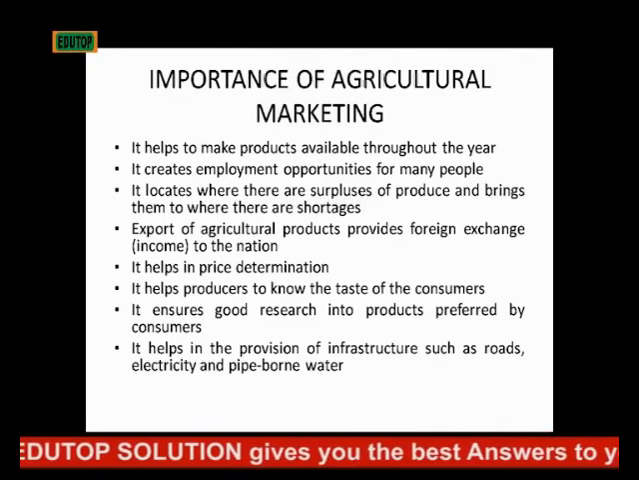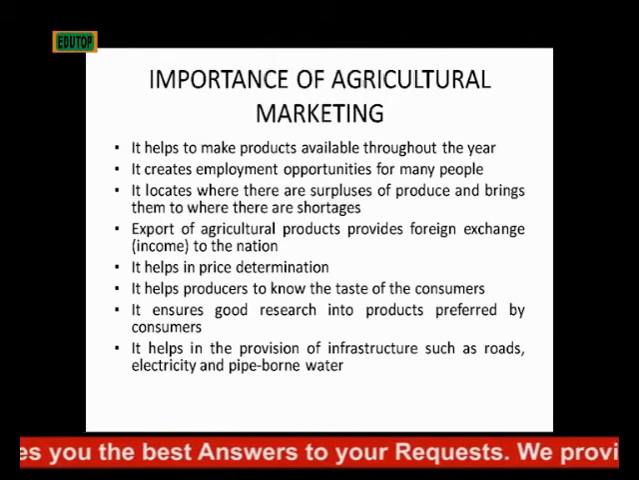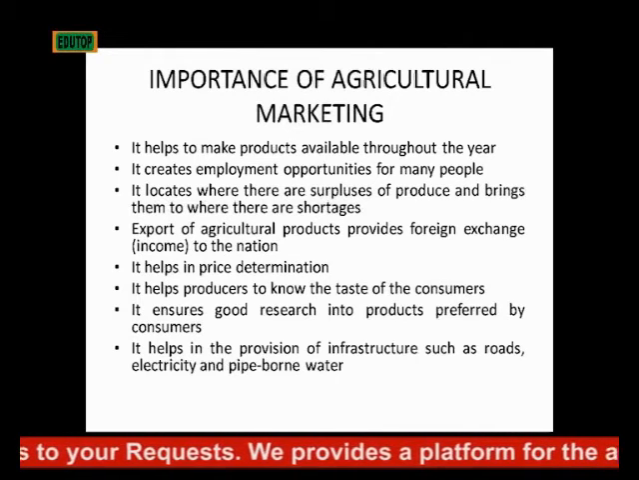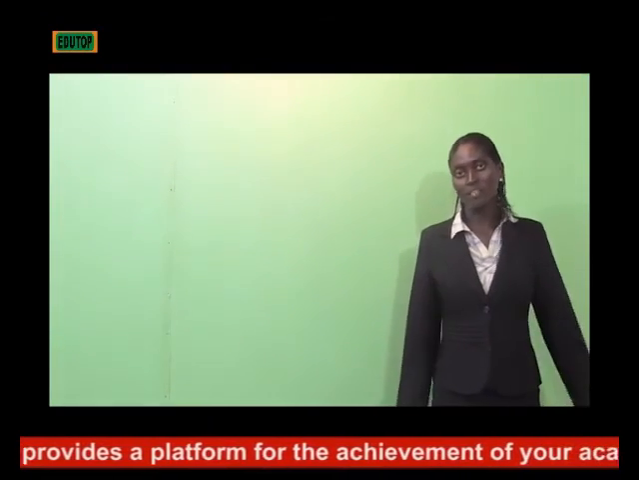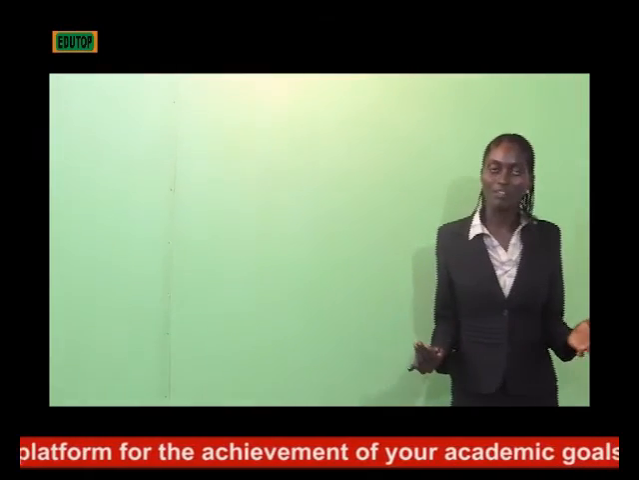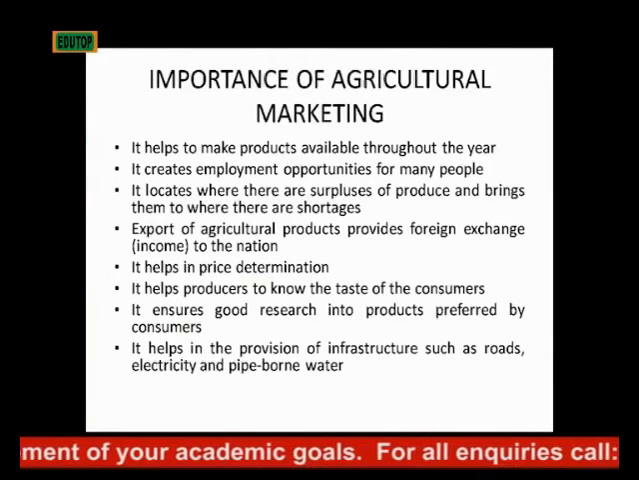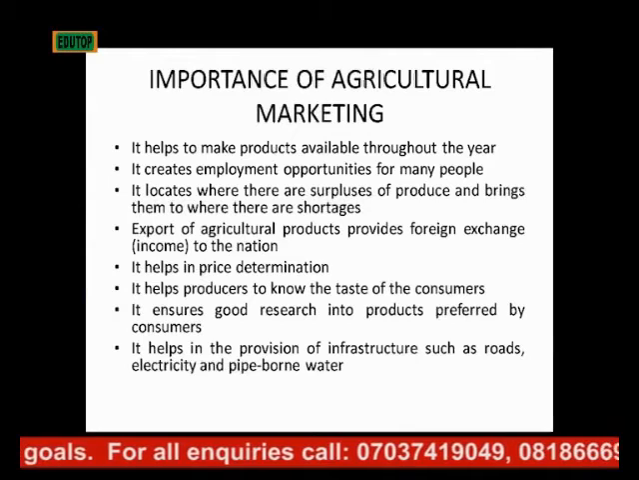First, it helps to make profit available throughout the year. As goods are being sold, the returns are coming to the farmer. Then the next is that it creates employment opportunity for many people. We have marketers all around who sell things in the market. They are benefiting from what the farmers produce, so there is employment created for such people. Then it also helps to locate where there are surpluses of produce and bring them to where there are shortages. For instance, there are surpluses of produce in the rural area, so we bring them from the rural area to the urban area where they are in shortage.